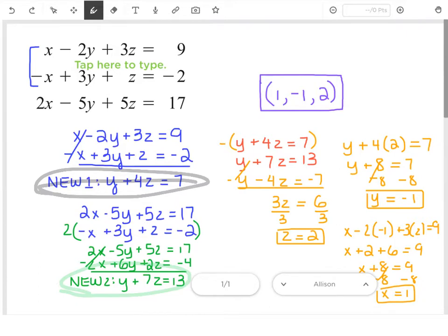And then the answer would have been 1, -1, 2. And remember, your answers for these, you'll want to give me in coordinate point format, X, Y, and Z. Questions on this one? Everybody good?